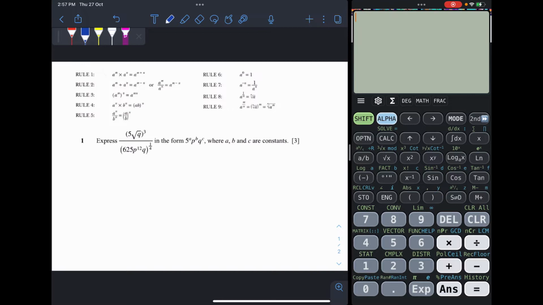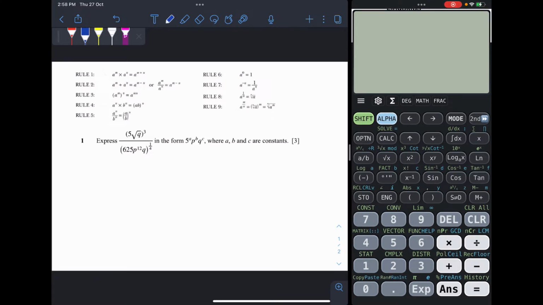The first question says: express 5 sub 3, square root of q, to the power of 3, over 625 p^12 q^(1/4), in the form 5^a p^b q^c, where a, b and c are constants. Okay, so very easy. First of all, it's quite important for you to remember the rules of indices. There are 9 rules, which I've pasted above. It's always best to try to remember these so you can be quick.